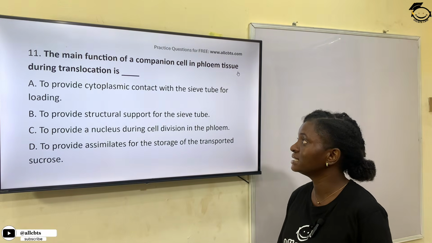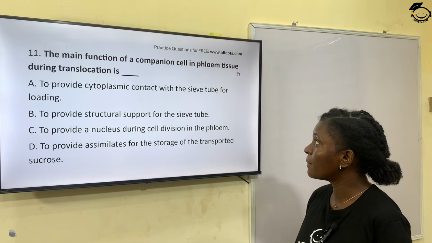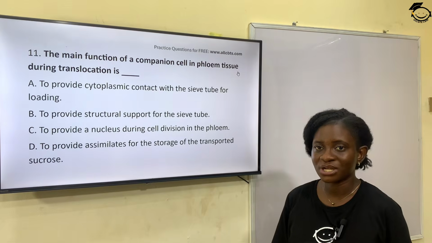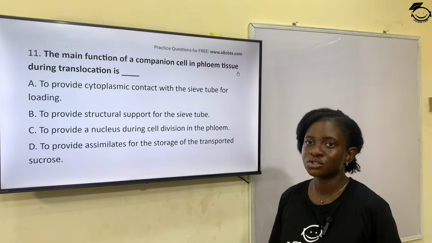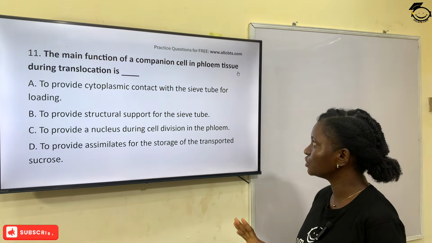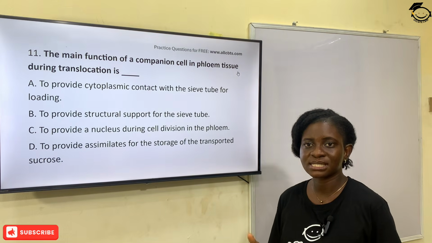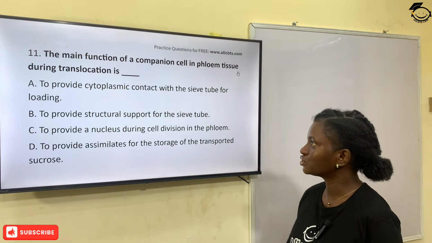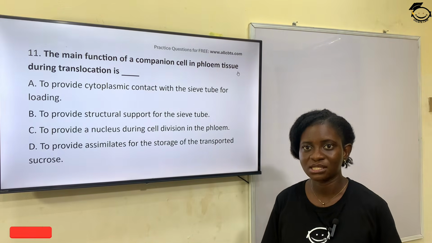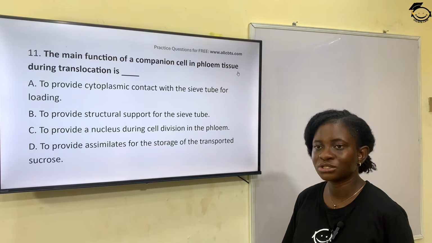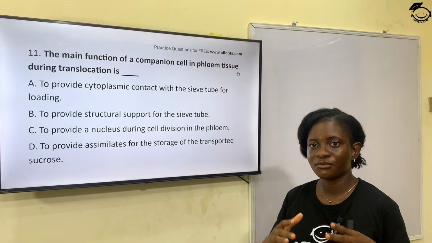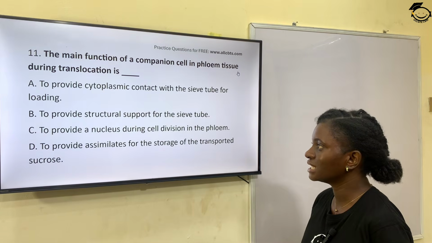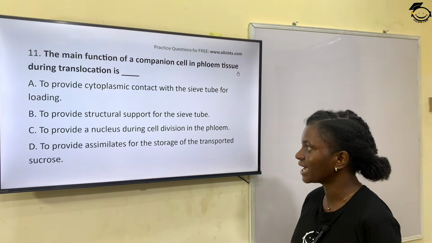Question 11. The main function of a companion cell in phloem tissue during translocation is? So the main function of companion cell. This companion cell works along with sieve tubes during translocation in plants. What do you understand by translocation? That is the movement of food and water in plants. So let's take a look at the options provided.